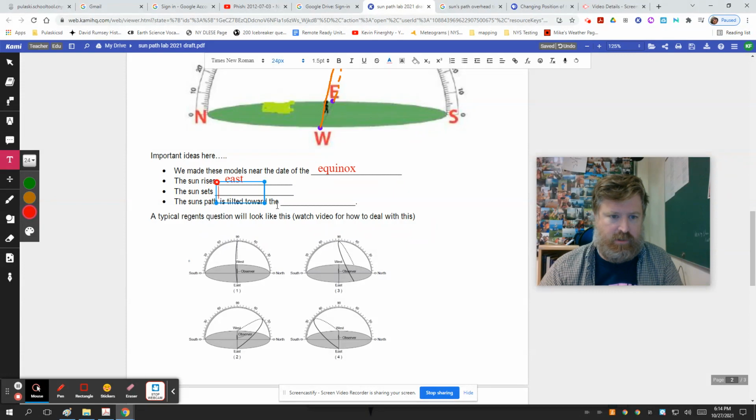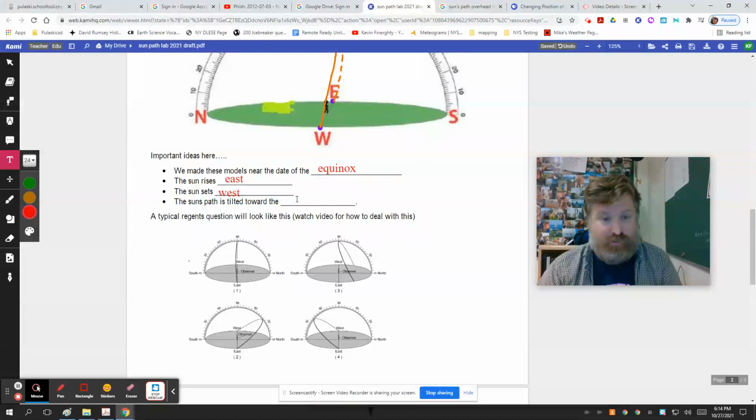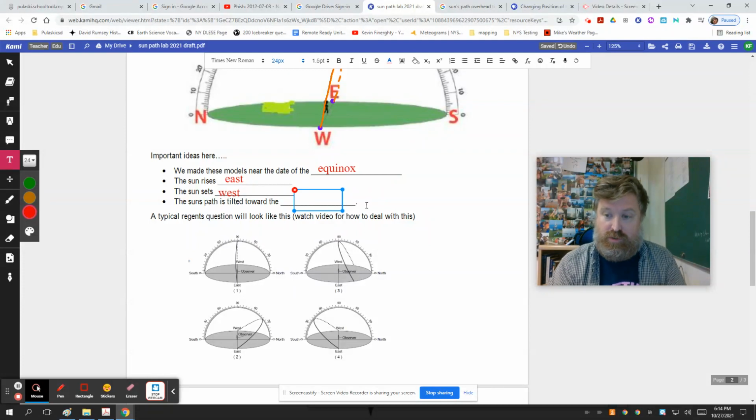The sun sets west, and again, due west on the equinox, but slides a little south, slides a little north throughout the course of the year. And the sun's path, and this is huge, huge, huge, huge, is tilted towards the south.